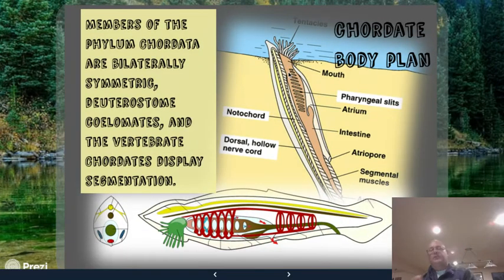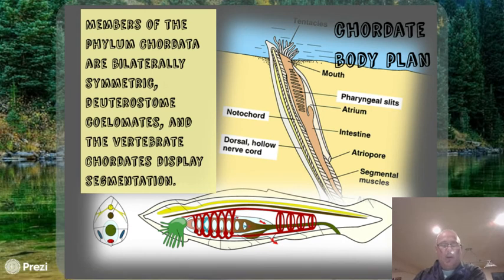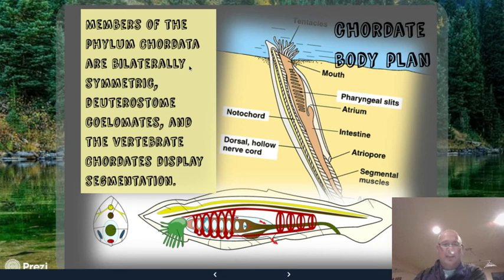Some other characteristics, and these will vary based on species, is that members of phylum Chordata are bilaterally symmetric. In other words, there is a complete right side and left side of the body. If you do a cross section of a chordate, you'll have a perfect right side that matches the perfect left side. They are deuterostome coelomates, and they do display body segmentation. The individual systems of a chordate are contained in their own segments inside the body.